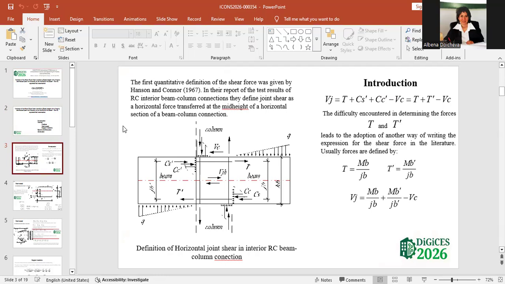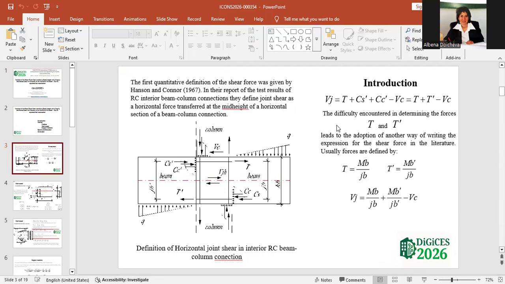We speak about shear force and the definition of Hansen and Conner, that this is the horizontal force transferred at the mid-height of the horizontal section of the beam-column connection. This force is made from the tensile force of the top reinforcement bar of the beam and the compressive force on the reinforcement bar on the other side of the beam, together with the compressive force of concrete.